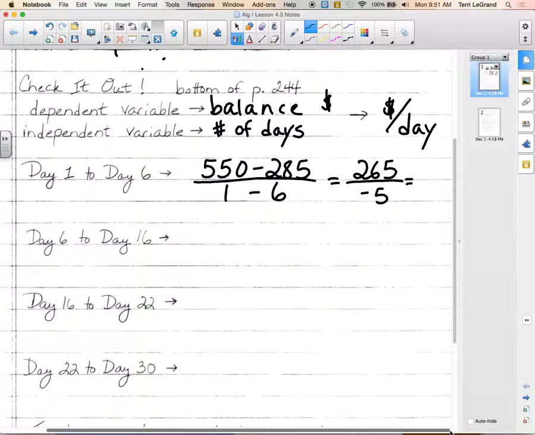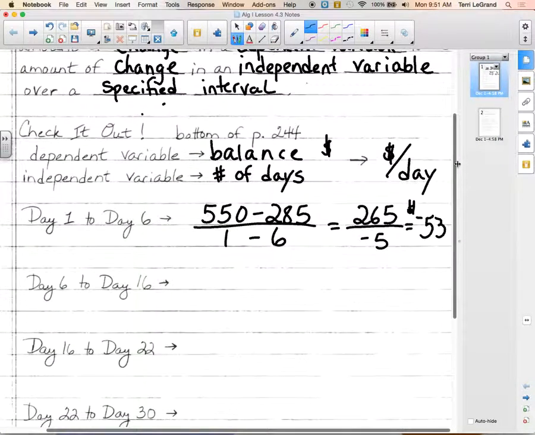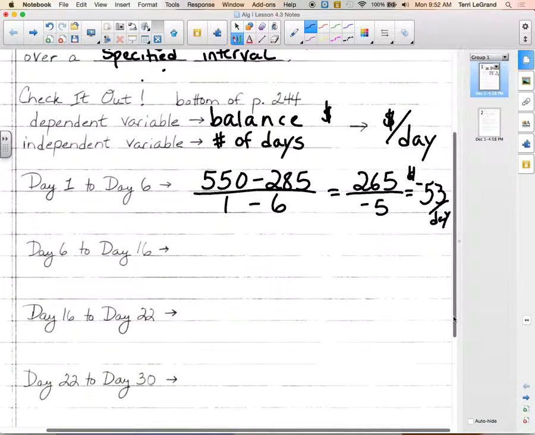53. And that's a negative 53, because a positive divided by a negative is a negative. And it's dollars per day. So it went down an average of $53 a day. The bank balance decreased about $53 a day. That doesn't mean it had to do that exactly every day, but as an average, that's what happened, because it had 550 at the beginning and went down to 285 over a 5-day period.